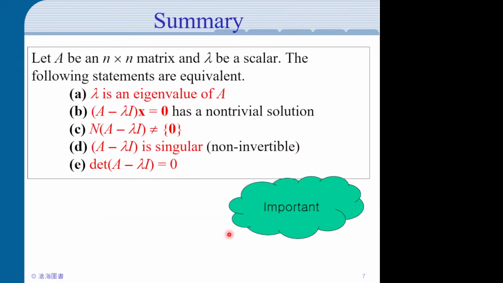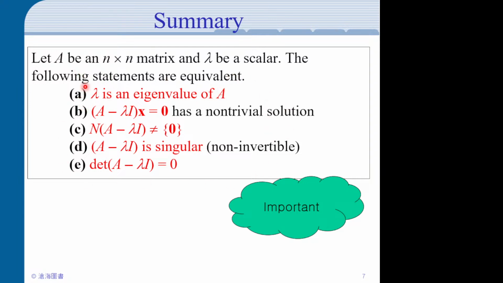Let's go to the summary page. So we start with A being an n by n matrix, and lambda, which we think might be an eigenvalue, the scalar eigenvalue, and then we have the following equivalence.